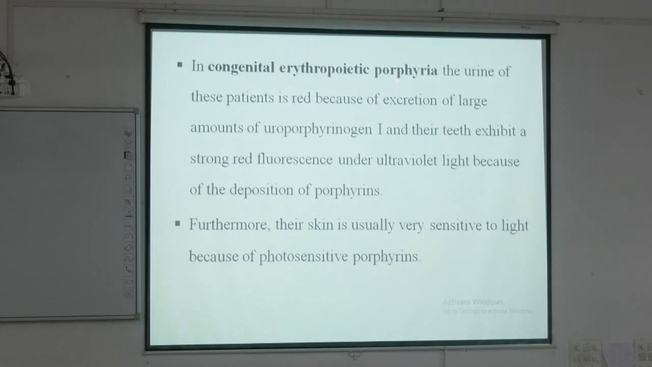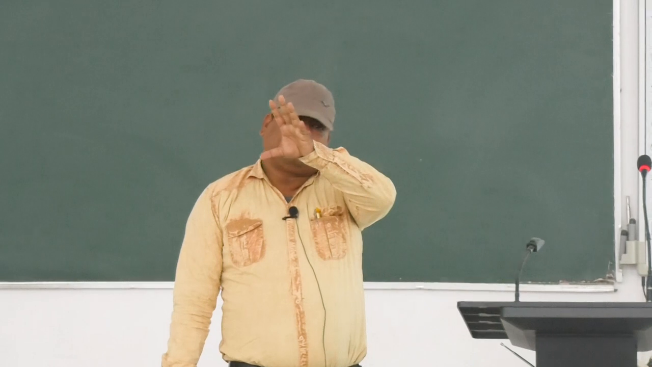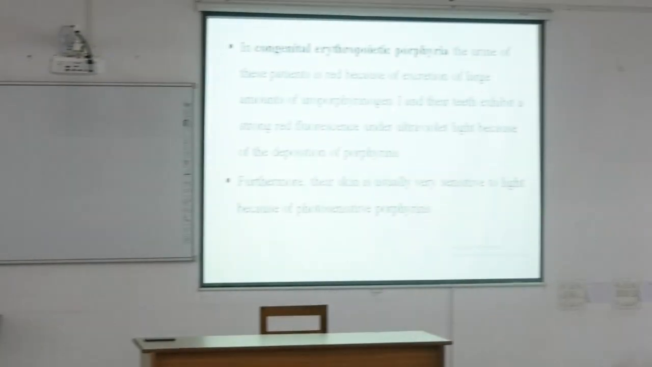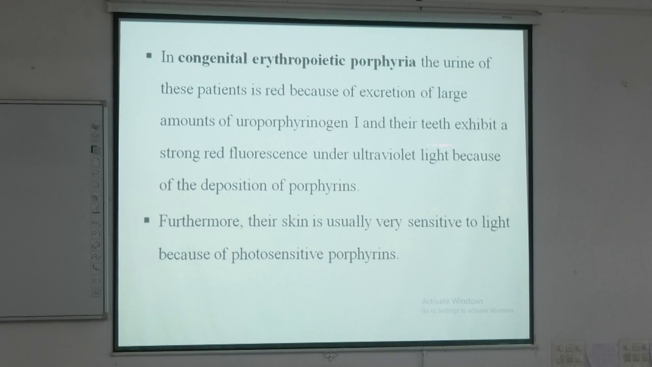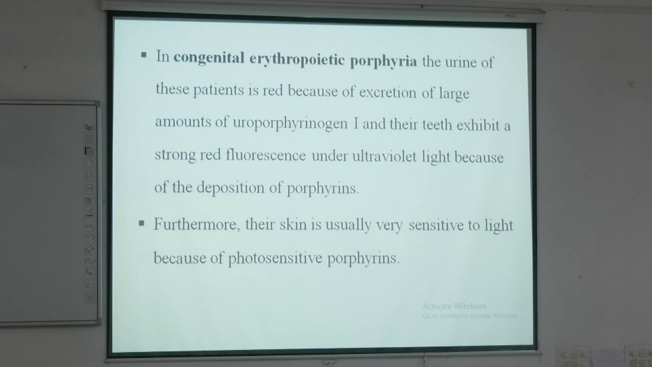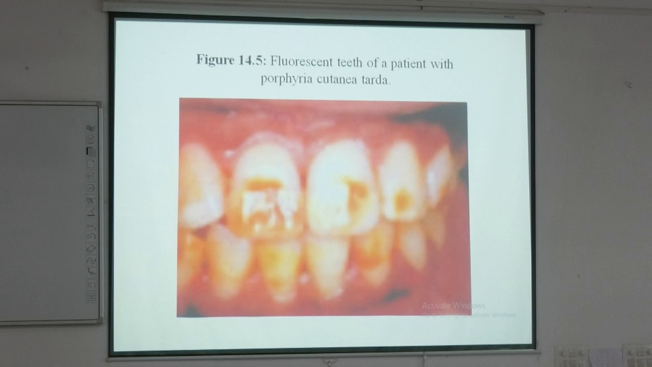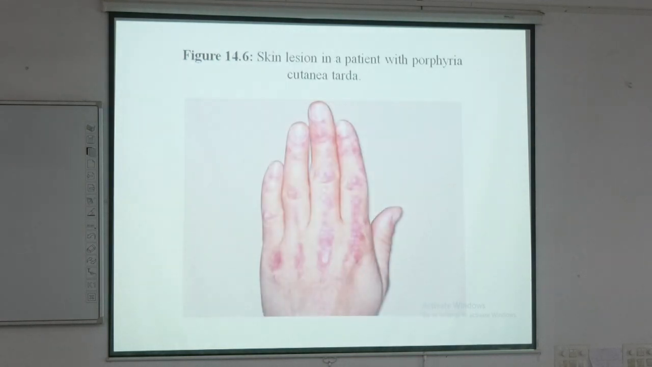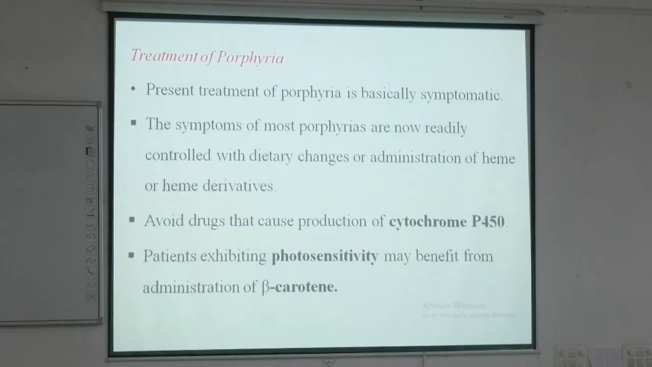So in congenital porphyrias, the urine of this patient becomes red, because what is that? Congenital means you are born with it. That is an enzyme defect again, and you know, porphyrins go through several steps for their metabolism. In a particular step, uroporphyrin second accumulates in the body, and this causes strong red fluorescence. Ultimately you can identify different porphyrias on the basis of symptoms. Okay? Such patients have redness in their teeth due to accumulation of uroporphyrin first. Okay, such skin lesions are seen in the patient of porphyria cutanea tarda.